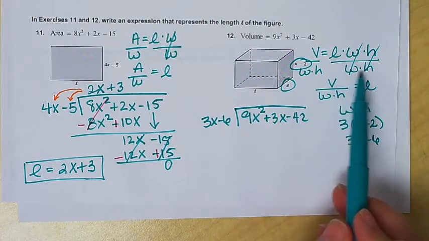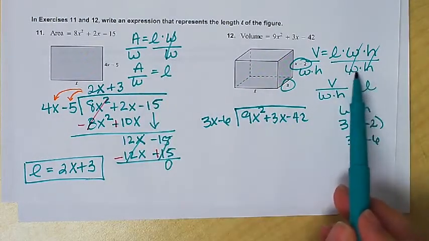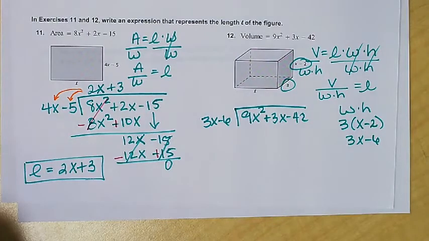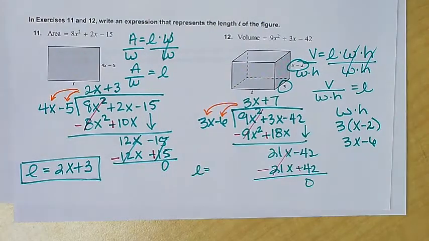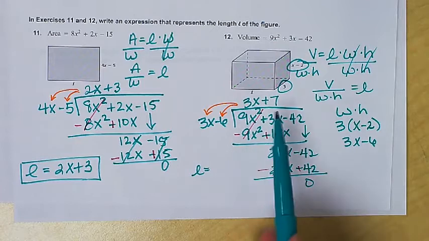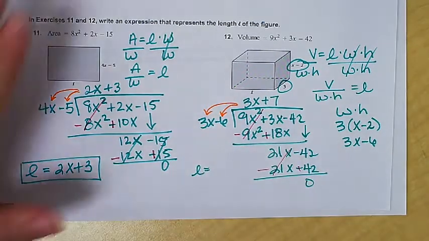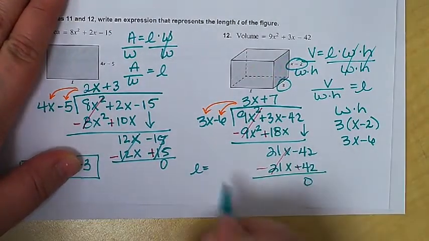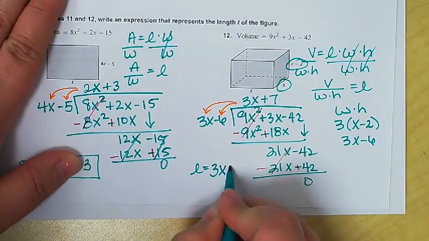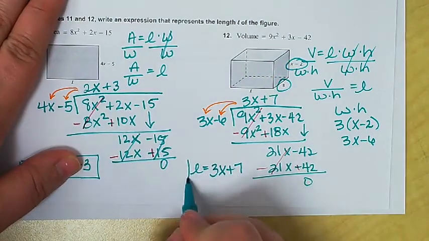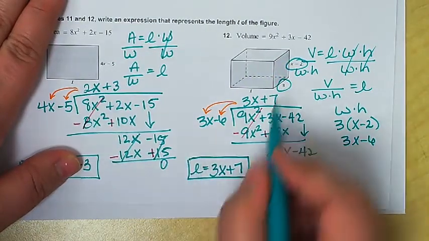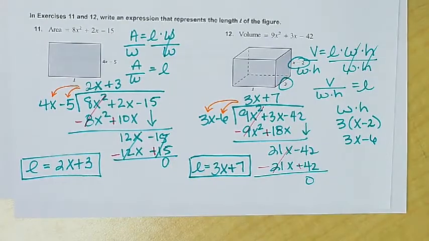So this time, since it's 3 dimensions, I wouldn't just divide by the width, but I would divide by that product of width and height. Go ahead and use that one as an example to try on your own. See if you can get that length. So check your work. Dividing the volume by this product gives you a result of 3x plus 7. That's what I got here with 0 remainder, which makes sense in these problems. So our length for our rectangular prism is 3x plus 7.